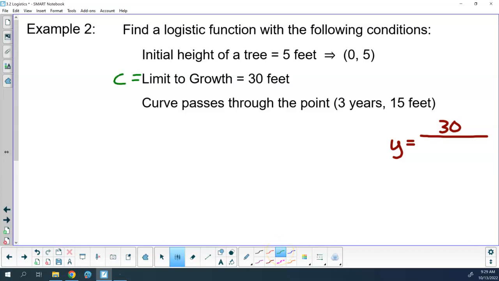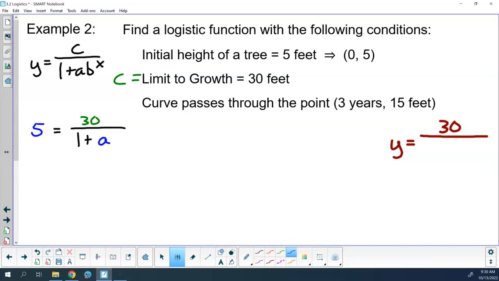So I got my limit to growth is 30. So we for sure can start out like that. Phi is going to equal 30 over 1 plus a times b to the 0 power. So that's going to be just a there. So then we get 5 times 1 plus a equals 30. 1 plus a equals 6, so a is 5.